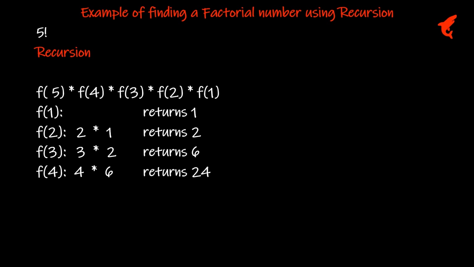6, which is then returned to its previous function call where the value was 4. The 4 is multiplied with 6 to return value 24, and that will be returned to its previous function call where the value was 5. 5 into 24 gives us 120, and that is the factorial value of number 5.